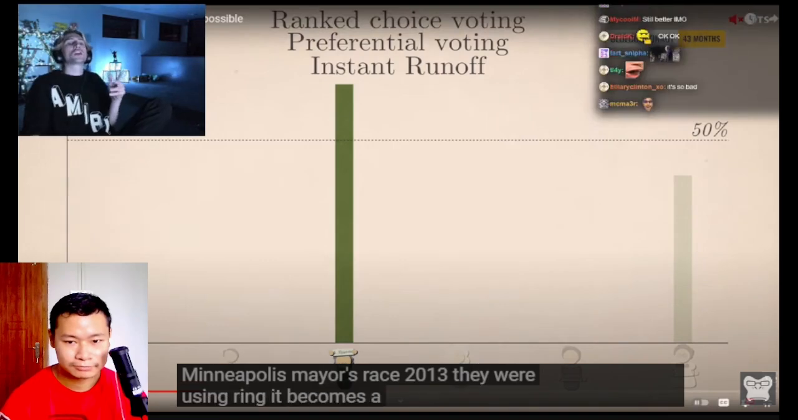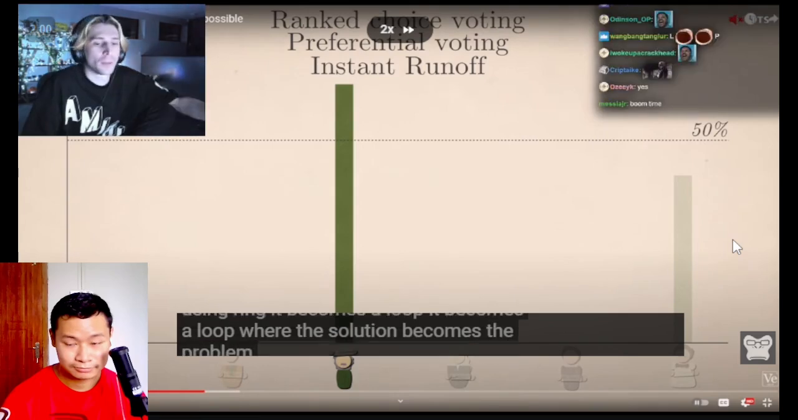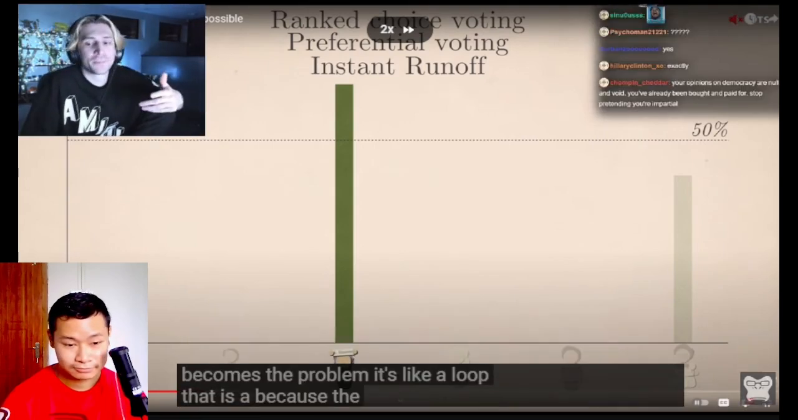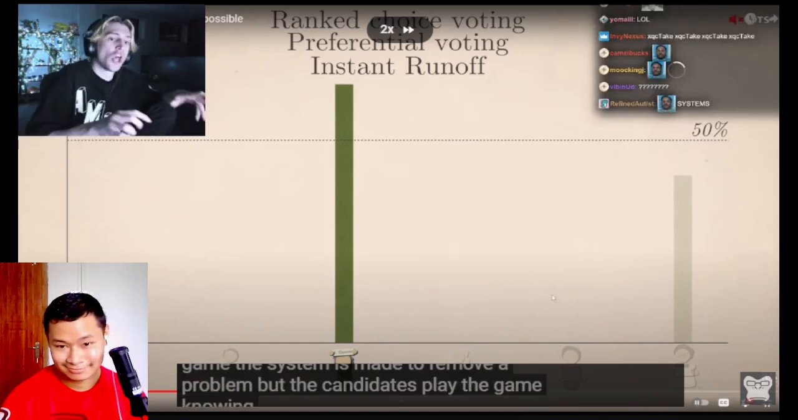It becomes a loop where the solution becomes the problem. It's like a loop because the people play the game. The system is made to remove a problem. The candidates play the game knowing that, and it changes the outcome.